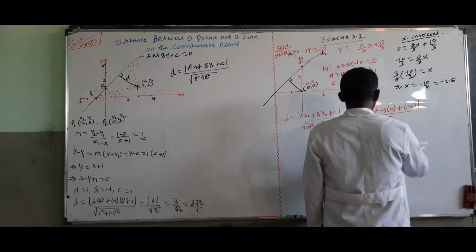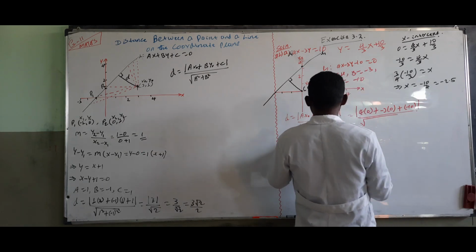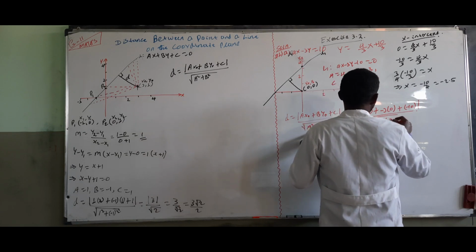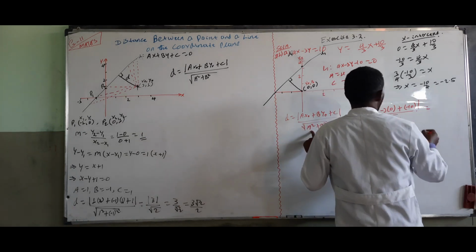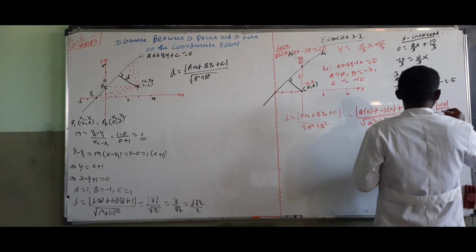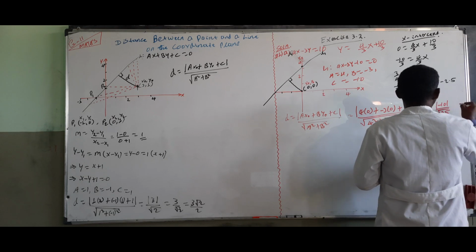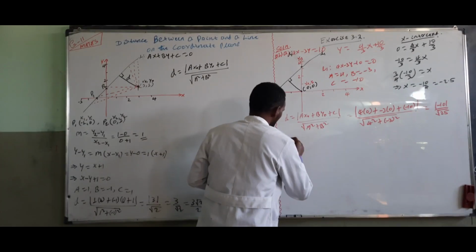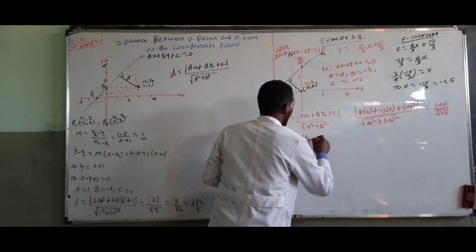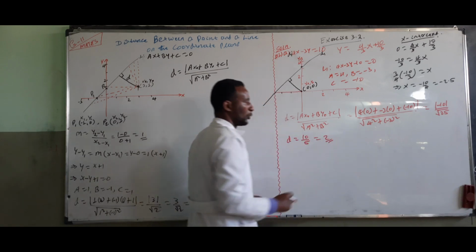Over the square root of a square plus b square, which is 4 square plus negative 3 square. It becomes the absolute value of negative 10 over the square root of 25. Then the distance d is equal to 10 over 5, which is equal to 2 units.